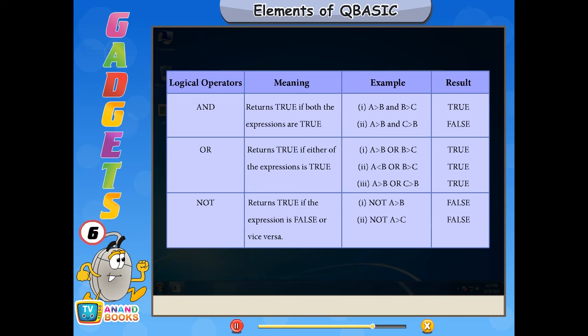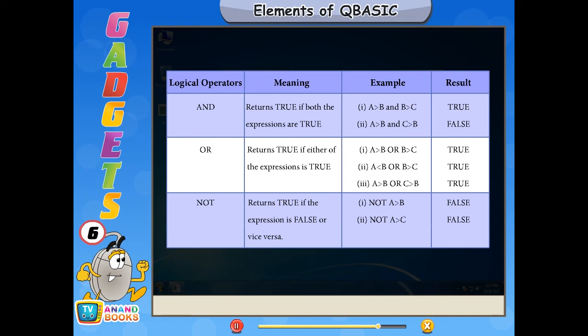Logical operators, meaning, example, result. AND returns true if both the expressions are true. If A > B and B > C, true. A > B and C > B, false.